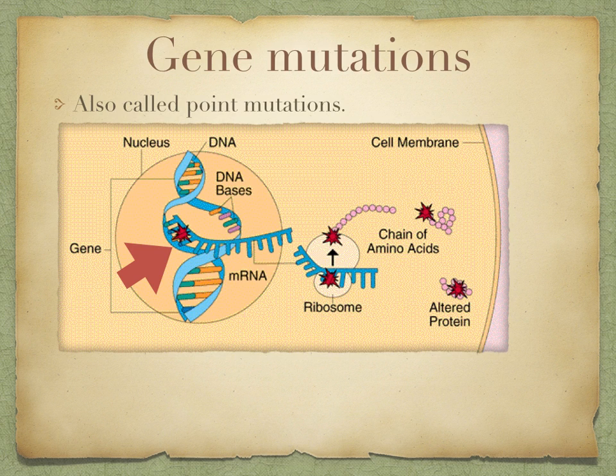Okay, gene mutations. These are also called point mutations. And these are changes in the DNA structure. So it's going to change the mRNA that reads the DNA. This will also result in a change in the amino acid sequence. So this means that you might get a completely different protein being coded for.